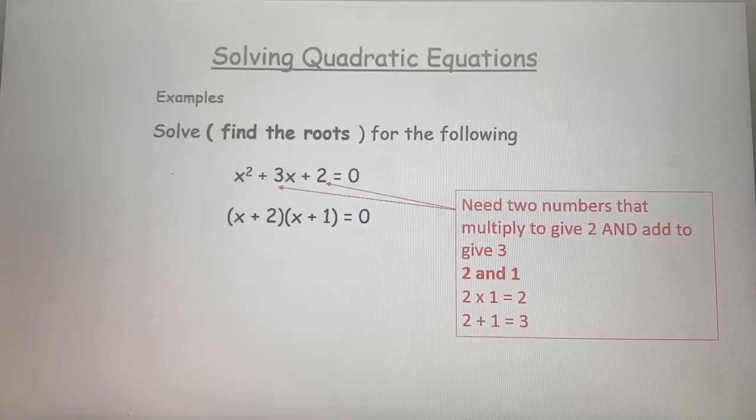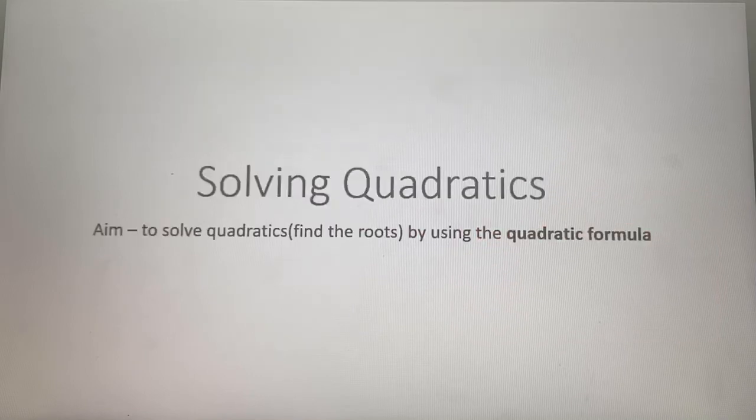Okay, so x is the first term in each bracket, and then 2 and 1, or 1 and 2, it does not matter which way around you put them in each bracket. And then what that gives us is two little mini equations to solve. So we've got x plus 2 and x plus 1. So each of those in turn we can put as equal to 0. So either x plus 2 equals 0 and x plus 1 equals 0. So we just rearrange that, take away 2 from both sides, and we get x equals minus 2, and we do the same to the other side, x equals minus 1. And that is that equation solved.